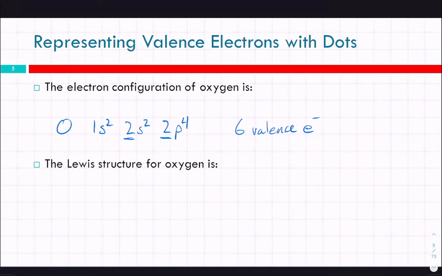So our Lewis structure for oxygen, let's write an O for oxygen, the symbol. And then one at a time, we place these electrons around it. So 1, 2, 3, 4, 5, 6.